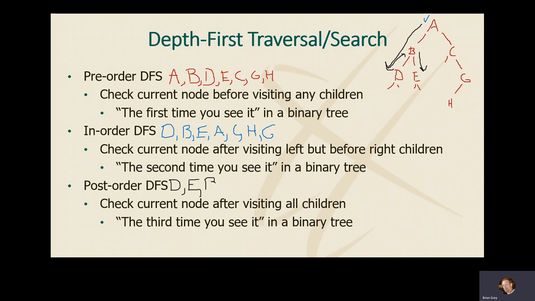We come back and now we look at B, right? We come back up to B. This is the last time we see it. Come back up to A. Hey, it's got children on the right, so we go to C. Go to the left, nothing.